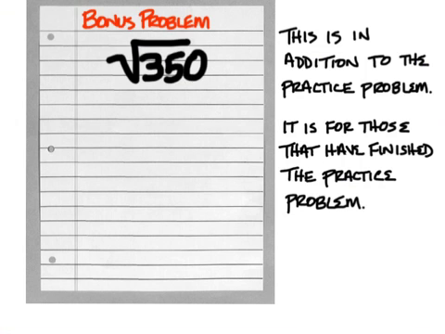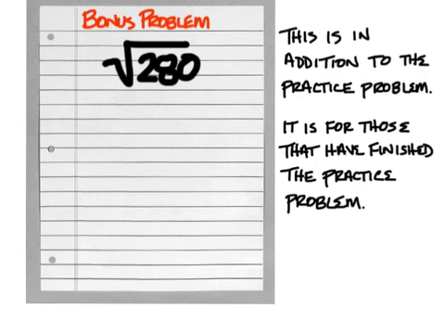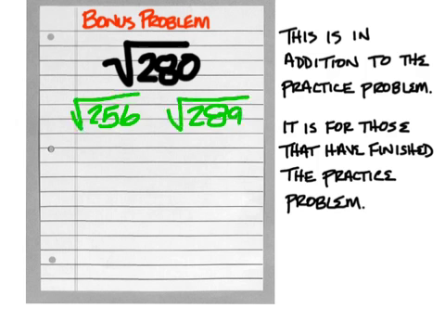Bonus problem number 1. Everybody had the bonus right, which should be 18 and 19. Bonus number 2. The solution for the bonus is 256 and 289. The square root of each of those will be 16 and 17.